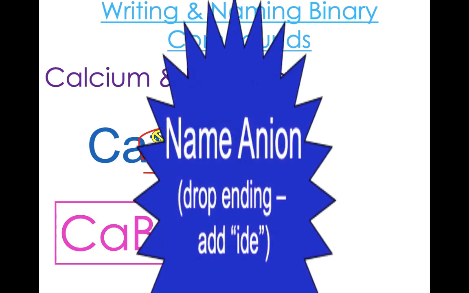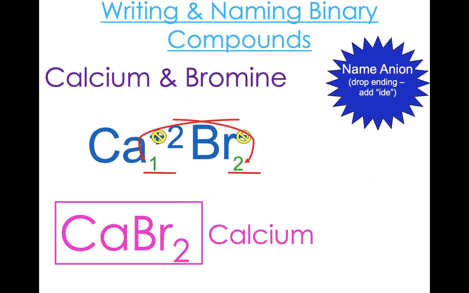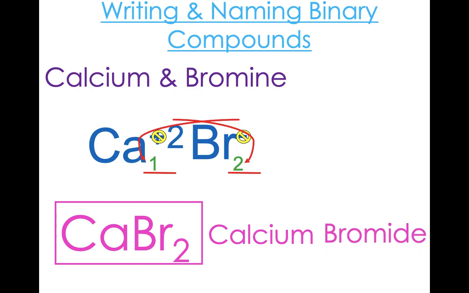And then again, for our anion, we're going to drop the ending and add the "ide," which bromine would become bromide. So CaBr2 is calcium bromide.